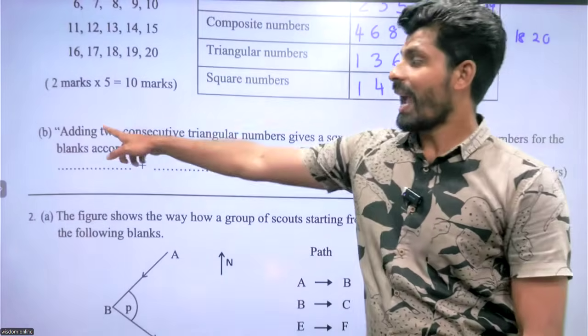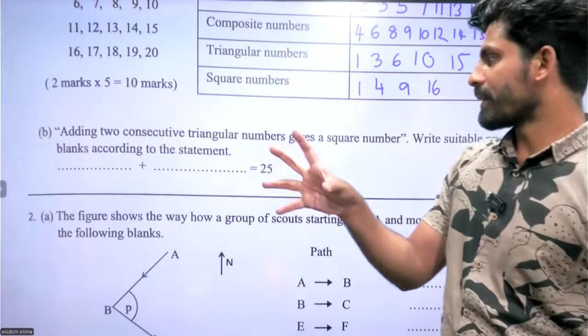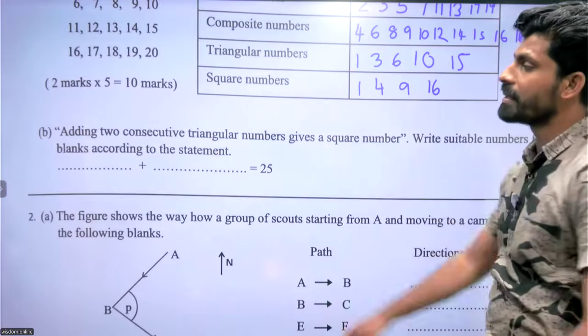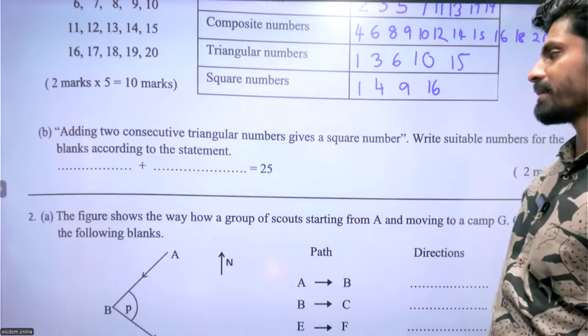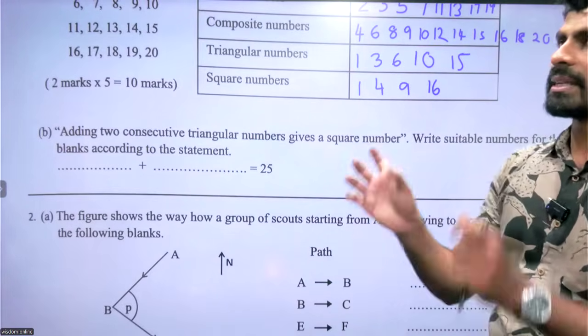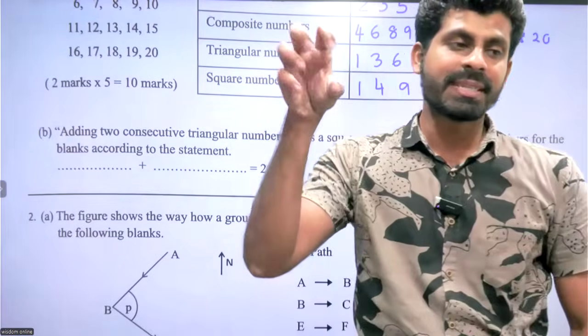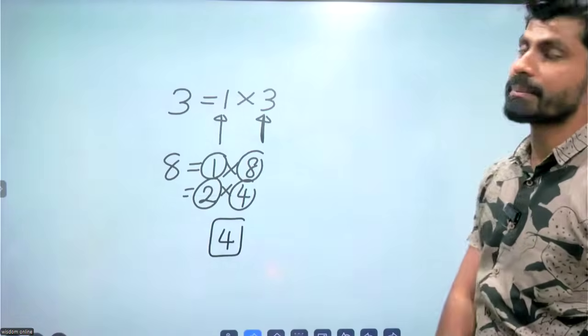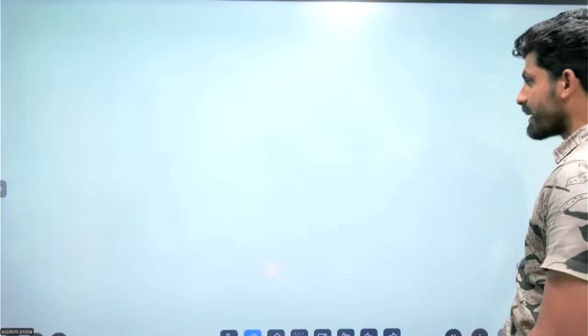Adding 2 consecutive triangular numbers gives square numbers. Write the suitable number for the blanks according to the statement. So that means 2 triangular numbers equals 25. Right? Let's see.